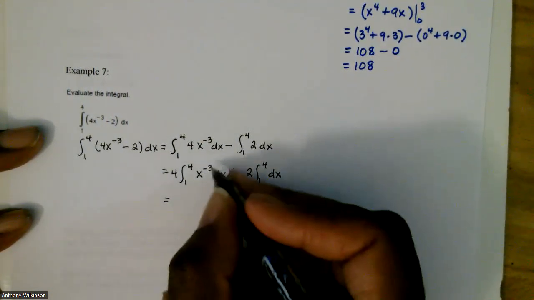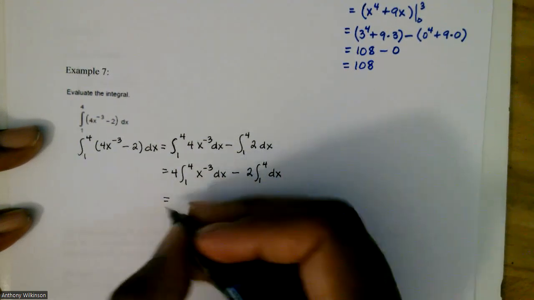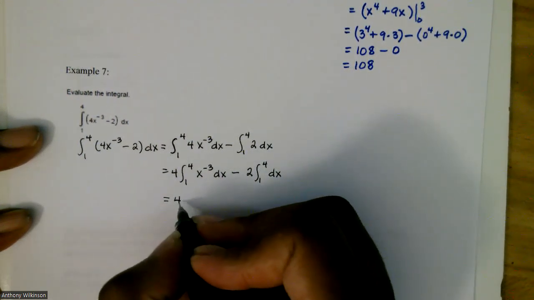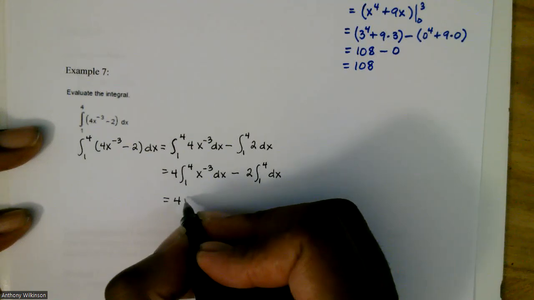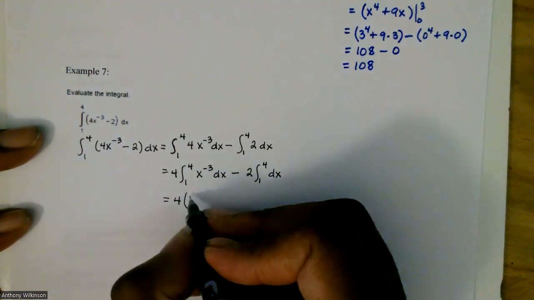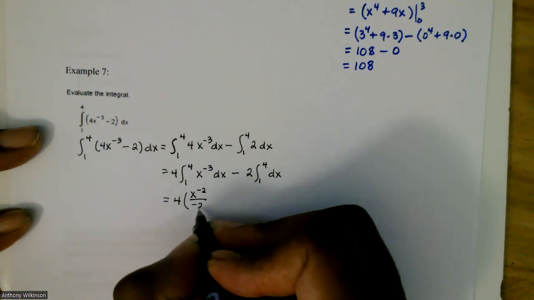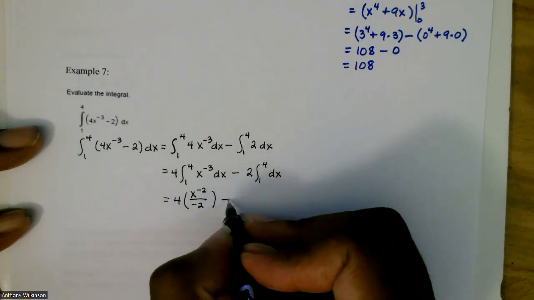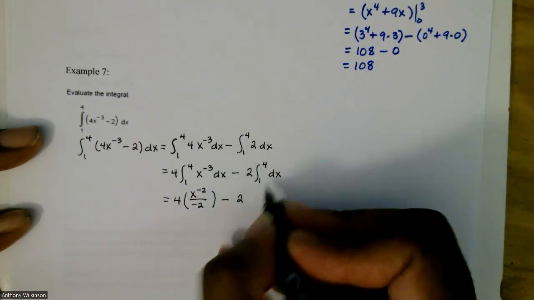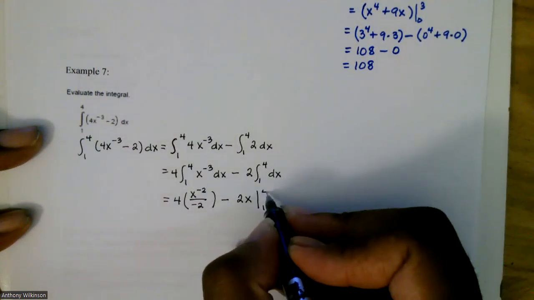So now let's integrate this part right here by increasing the power by 1 and dividing it by that new power. So bring the 4 over, increase the power by 1, so it'll be negative 3 plus 1, which will be x to the negative 2 over negative 2. And then minus 2 times the integral of dx will just be x. And all of this will be from 1 to 4.